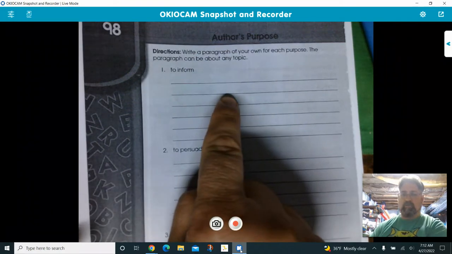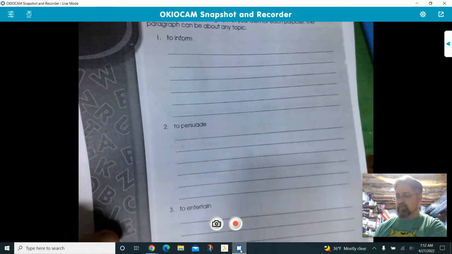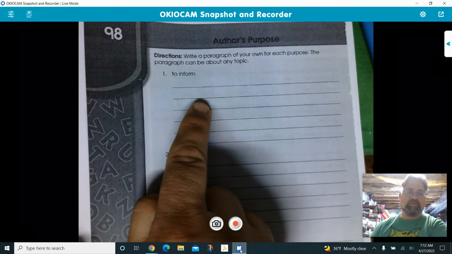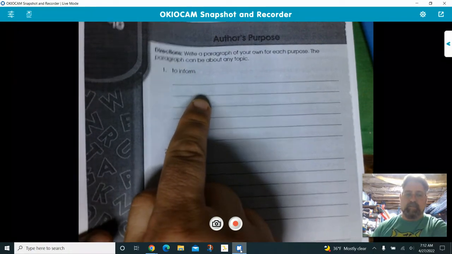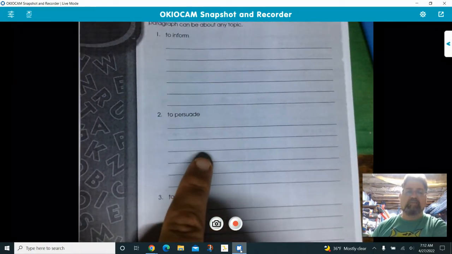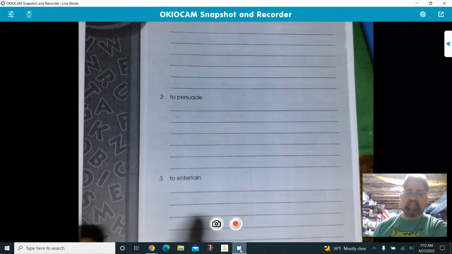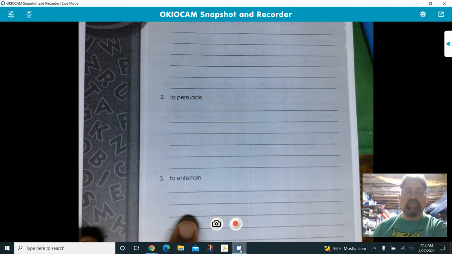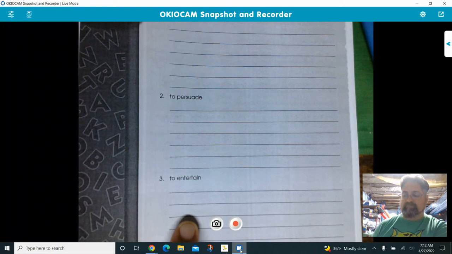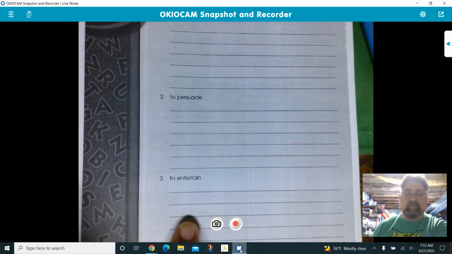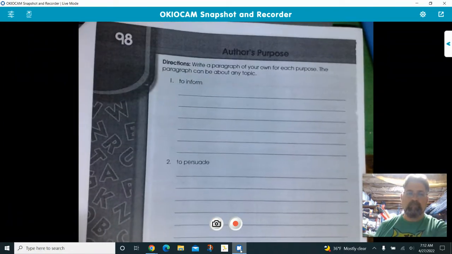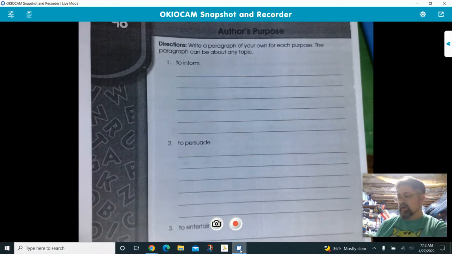I want a paragraph here, I want a paragraph here. This one is to inform you, just to give you information, just to tell you about something. That's to persuade, to try and convince you to think a certain way or perform a certain action. That's to entertain. You're telling a story, trying to make somebody laugh or give somebody just entertainment. They want to read it because they want to find out how the story ends. You're going to write your own paragraph.